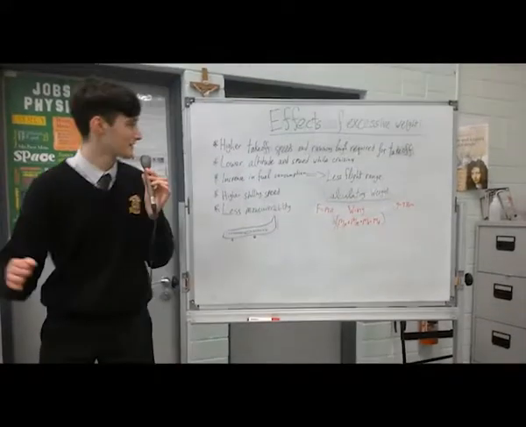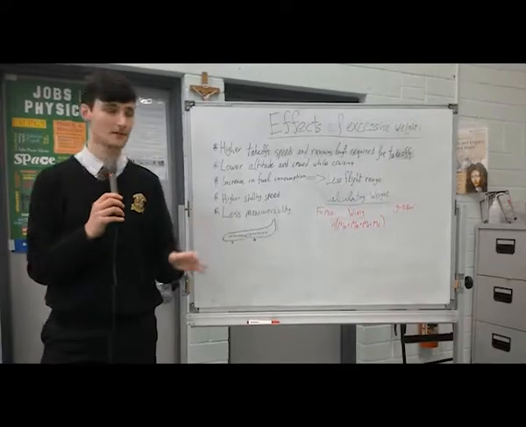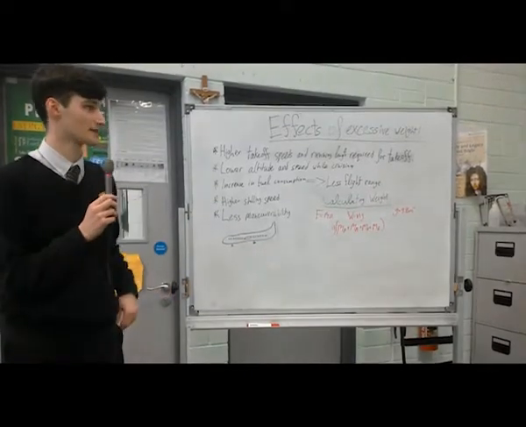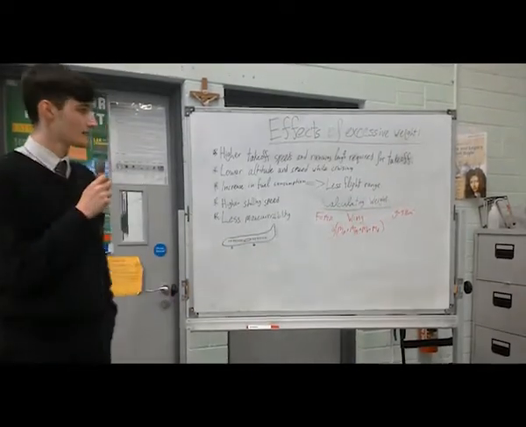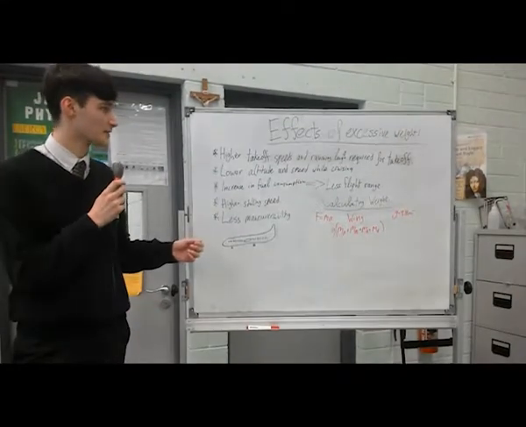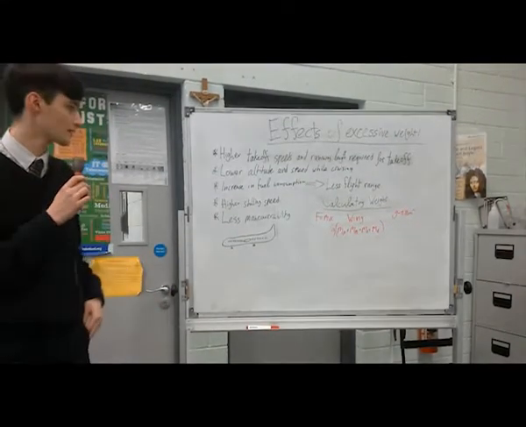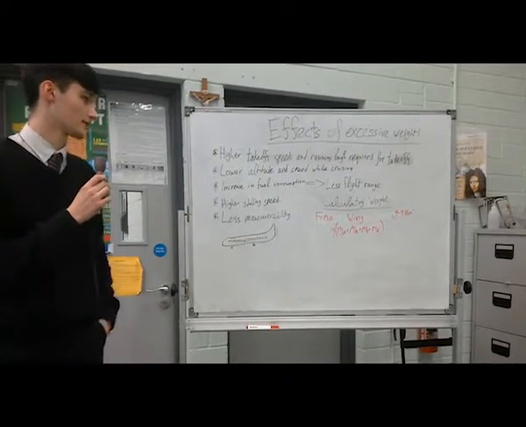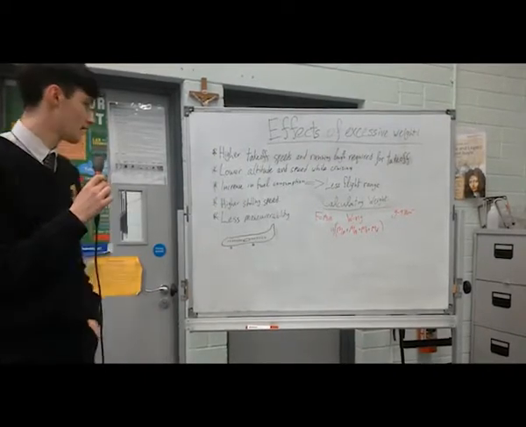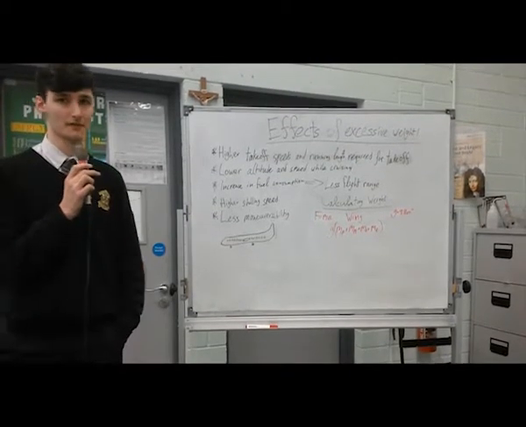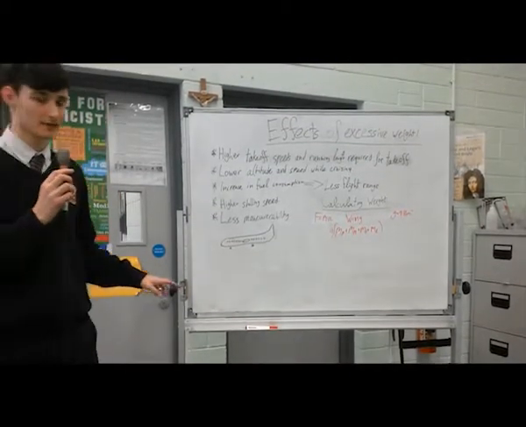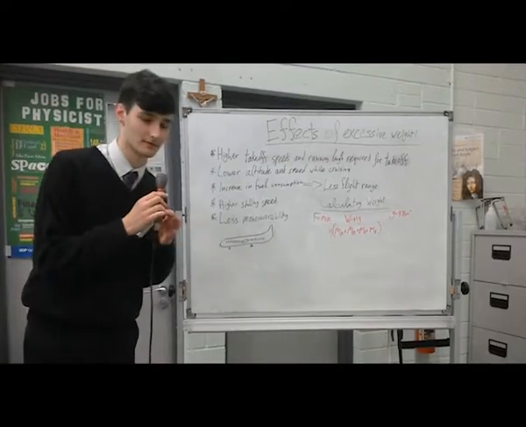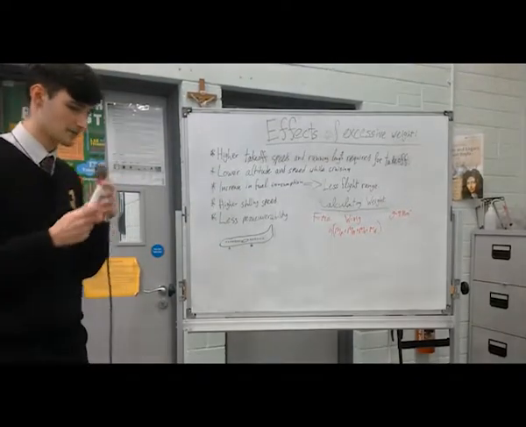Okay, so here we are. First, before we learn how to calculate weight, we're going to discuss the effects of excessive weight on an aircraft. First things first, higher takeoff speeds and runway length are required for takeoff, lower altitude and speed while cruising, an increase in fuel consumption, and that leads to less flight range, a higher stalling speed, and less maneuverability. Now that we've got that out of the way, I'll just give you a quick little visual intuition of it. So, bear with me.